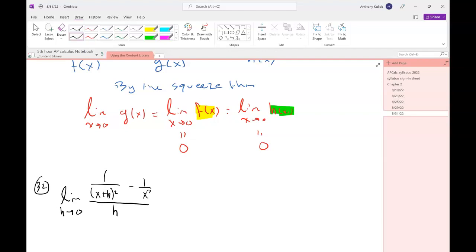Oops, x squared. So obviously direct substitution is a problem, right? So we get 0 over 0. So what I'm looking at with this fraction inside a fraction is called a complex fraction.